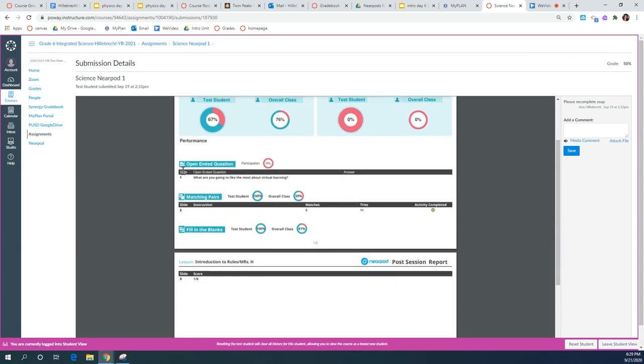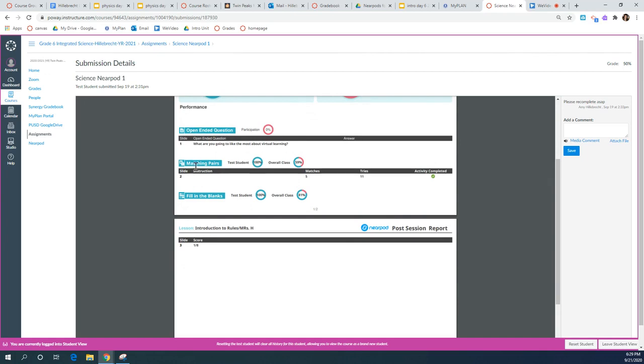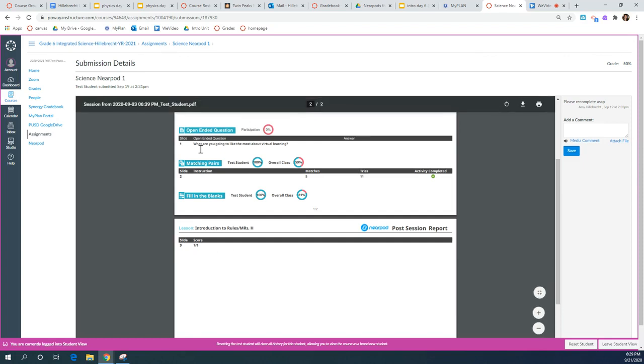Moving forward, you can see on slide number 1, which is an open-ended question, that you did not supply an answer. So you didn't do slide number 1. Slide 2 is a matching pairs, and it looks like it took you 11 tries to make 5 matches. So that's not a very good score. Then we have our fill in the blanks on slide 3, and it looks like on the fill in the blanks, you only got 1 out of 8 correct. So these are the reasons that you ended up getting a 50.